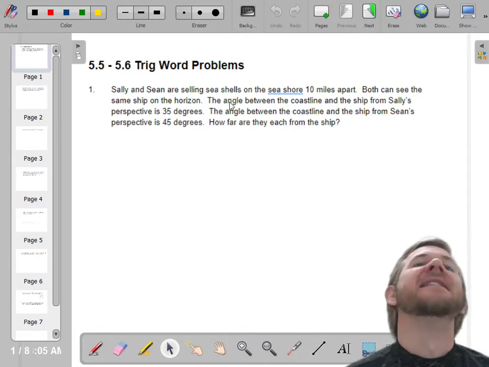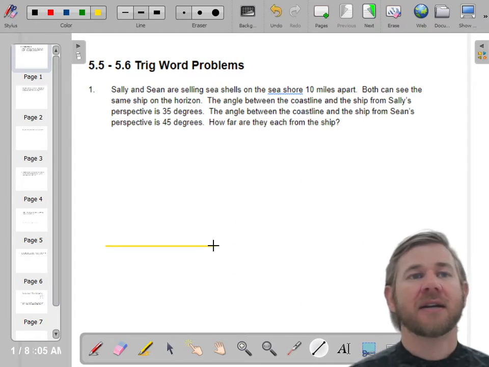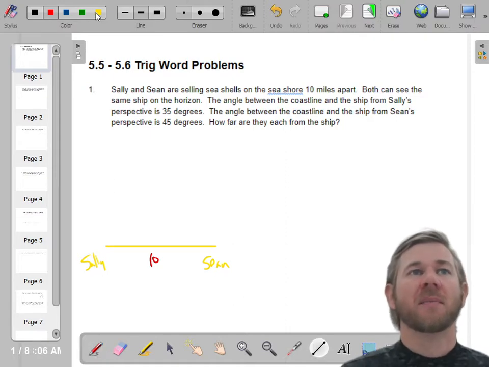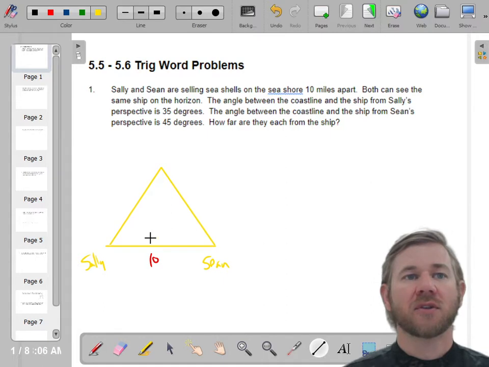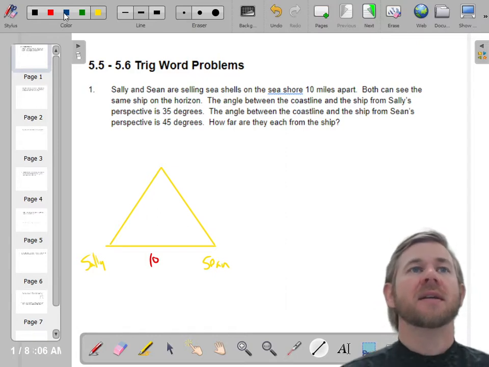Sally and Sean are selling seashells on the seashore 10 miles apart. Okay, so let's say here's my seashore. Here's Sally. And here's Sean, and they're 10 miles apart. Both can see the same ship on the horizon, so they're looking out this way. You could look at Sean this way, or you could look out at the boat out there. You can see the same ship.